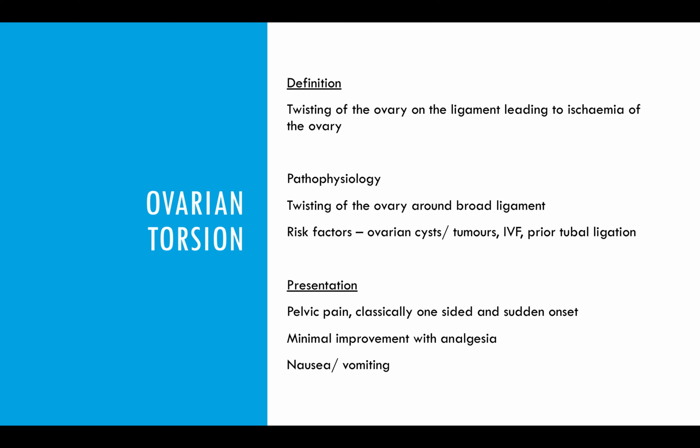So these patients often have pelvic pain. It might be one-sided. It may or may not be sudden onset. They'll have minimal improvement with analgesia. So a woman who has severe pain in one side of her pelvis, and she's really still got ongoing pain despite good analgesia, you need to be concerned about torsion, and nausea and vomiting. Now, obviously, again, these patients need rapid transport to hospital. They need to have the diagnosis and they need to have surgery to try and save the ovary.